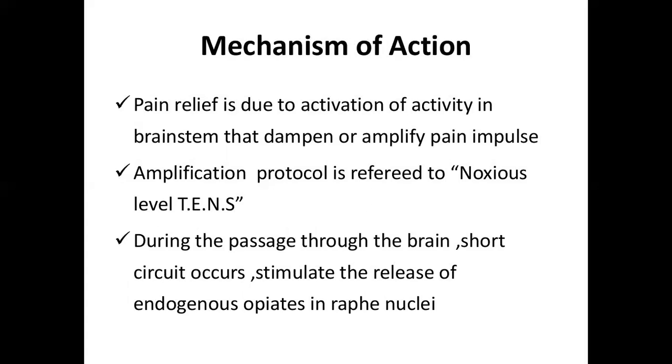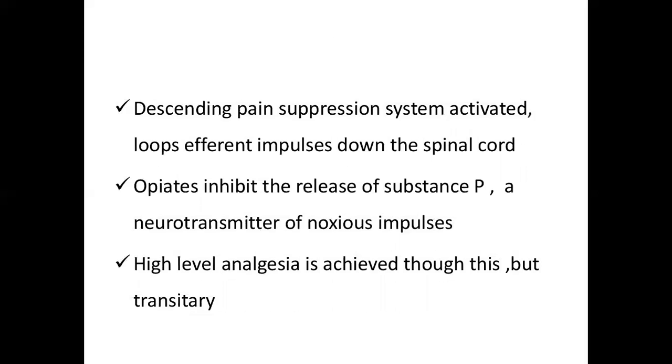The mechanism of action: pain relief is due to activation of activity in the brainstem that dampens or amplifies pain impulses. The amplification protocol is referred to as noxious level TENS. During the passage through the brain, short circuit occurs, stimulating the release of endogenous opiates in the raphe nuclei. The descending pain suppression system is activated. It loops afferent impulses down the spinal cord. Opiates inhibit the release of substance P, a neurotransmitter of noxious impulses. High level analgesia is achieved through this, but it is transitory.